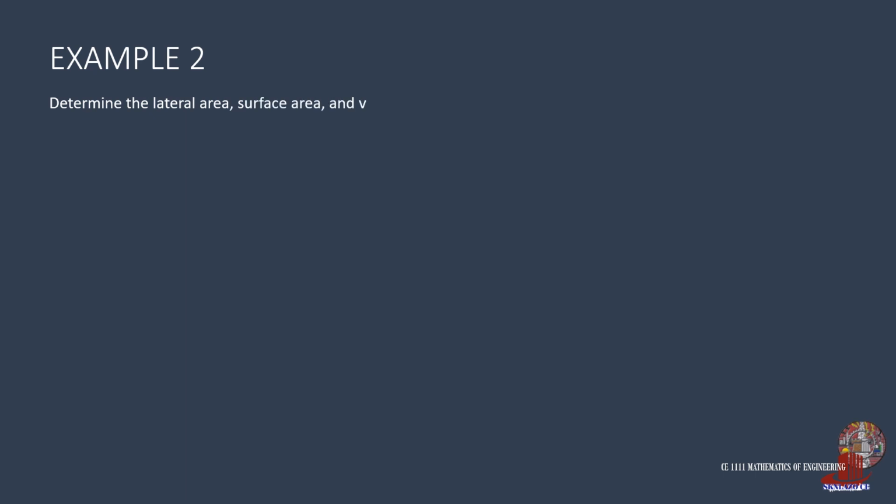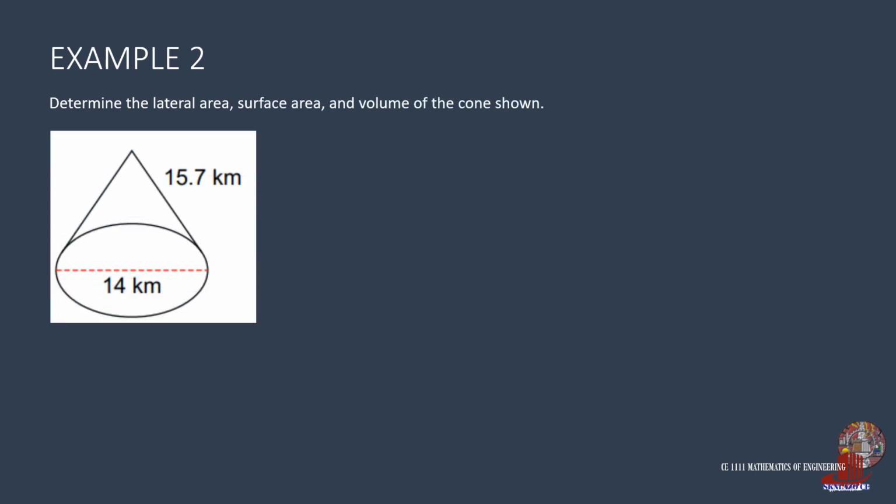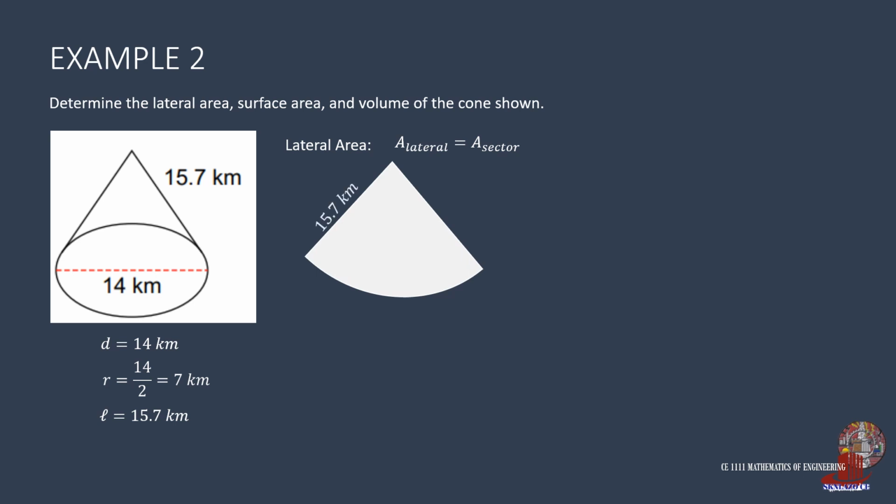For the second example, the diameter of the base is 14 kilometers, and the slant height of the cone is 15.7 km. With d as 14 km, the radius is half, which gives 7 kilometers. Cursive L is 15.7 km. For the lateral area, which is the area of the sector, the radius is 15.7 km and the arc is computed from 2 pi r, which is 2 pi times 7. So S is 14 pi.